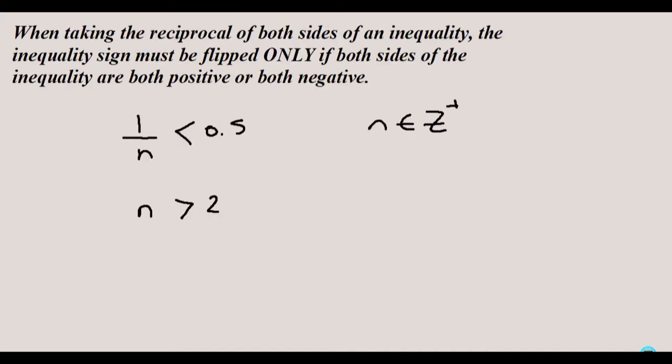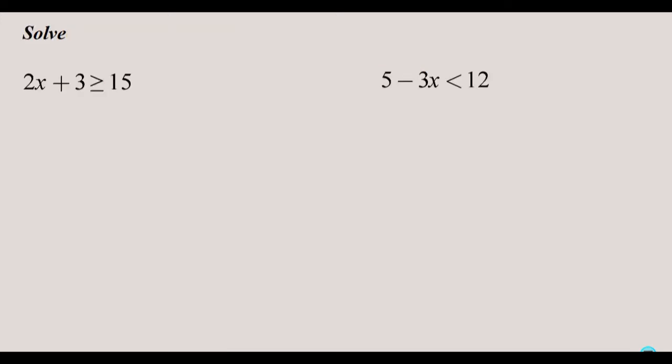Let's solve. We solve inequalities in very much the same way that we solve equations. Consider this linear inequality. We subtract 3 from both sides, giving us 2x is greater than or equal to 12, and then divide both sides by 2, giving us x is greater than or equal to 6.